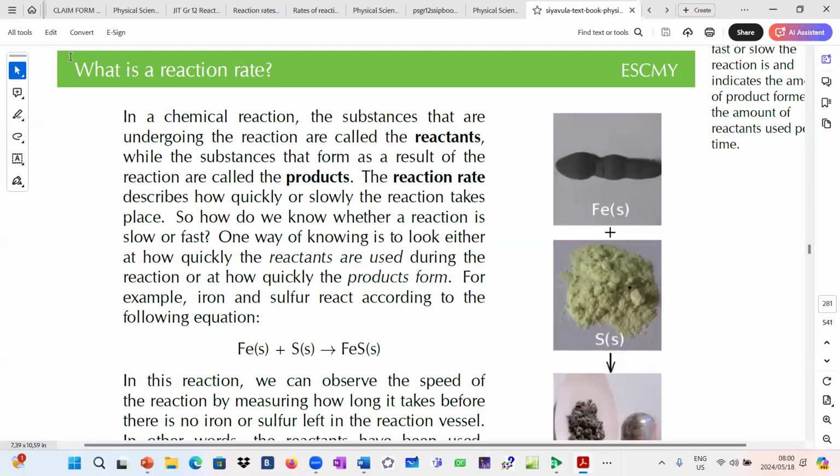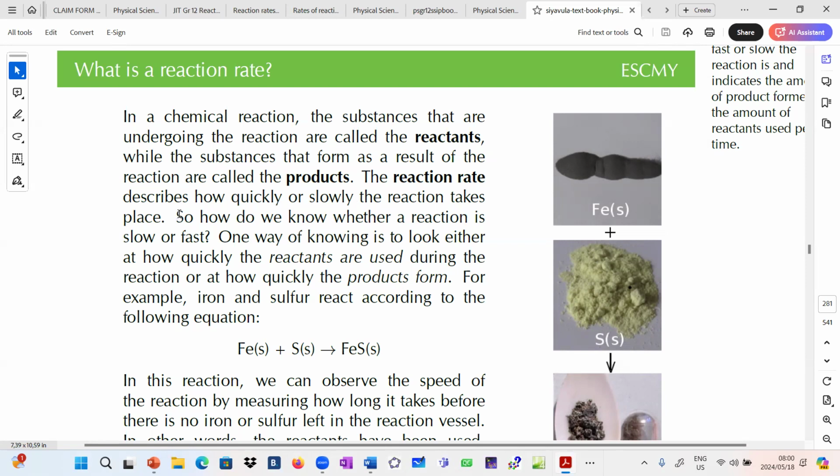In this lesson, we shall focus on rates of chemical reactions. But to start with, we answer the most basic of questions: what is a reaction rate? We note that in a chemical reaction, the substances that are undergoing the reaction are called the reactants, while the substances that form as a result of the reaction are called the products.